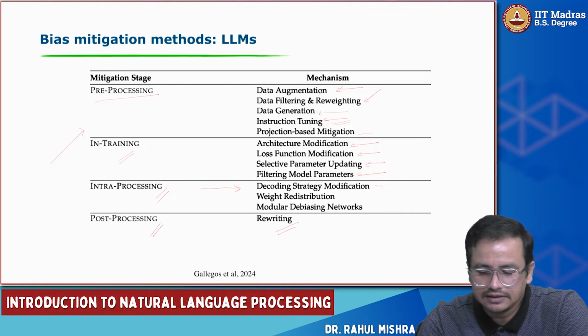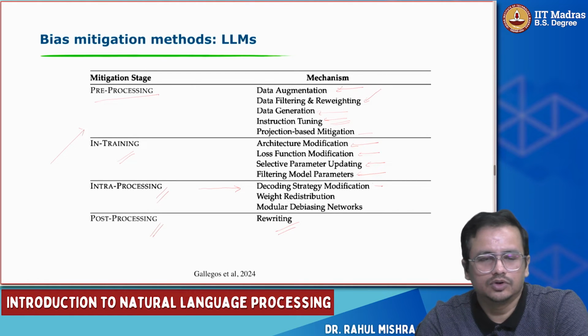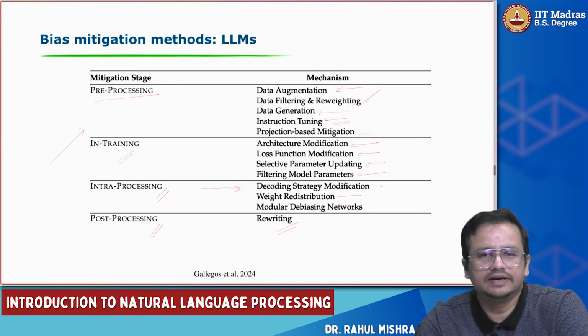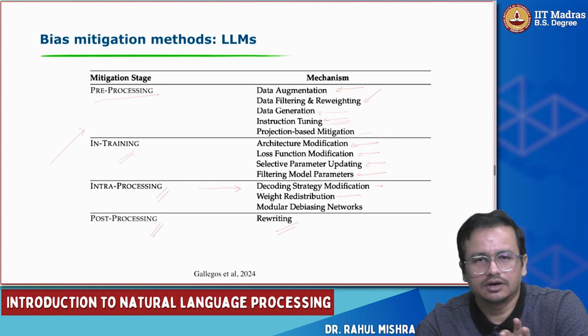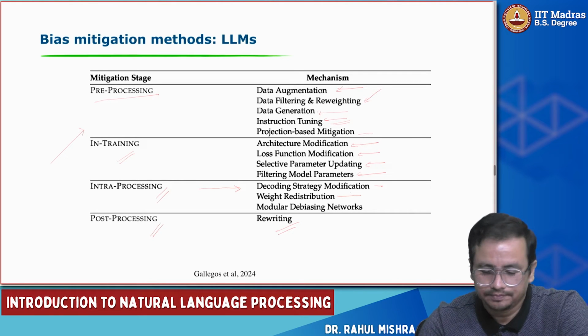Intra-processing will contain decoding strategy. So you might want to change how you decode the sentence. So you are using beam size k versus beam size k dash, so you are changing the beam size. You might be changing how you select a particular word from the probability distribution, so not greedy versus something else, like nucleus sampling and so on. And weight redistribution, you might want to redistribute the weights of different input words so that the model does not give emphasis to a particular gender, race, religion, and so on.